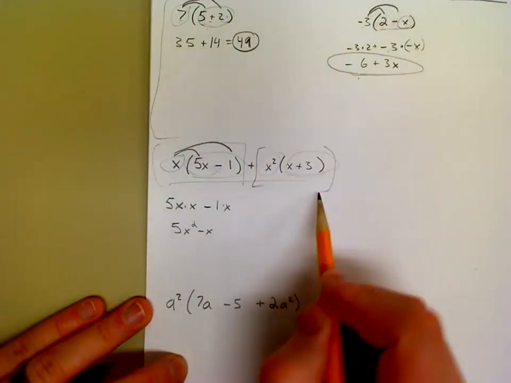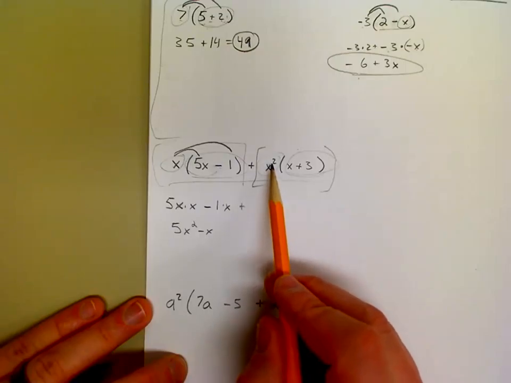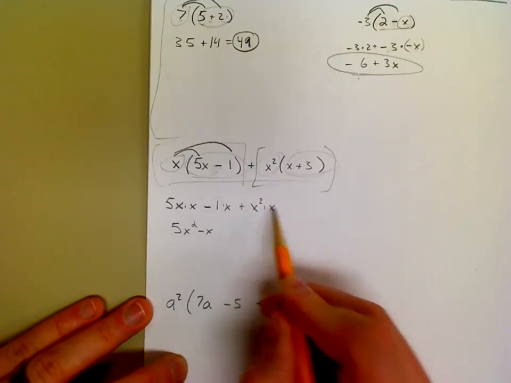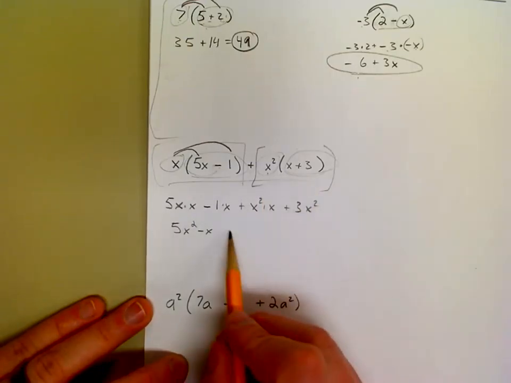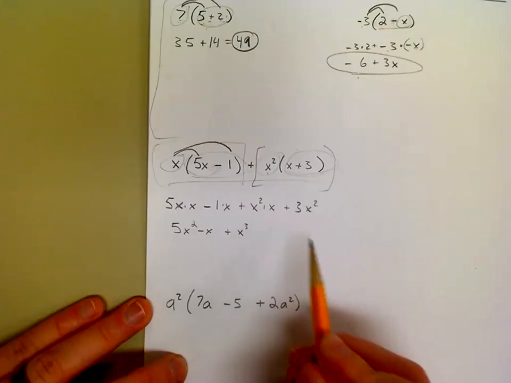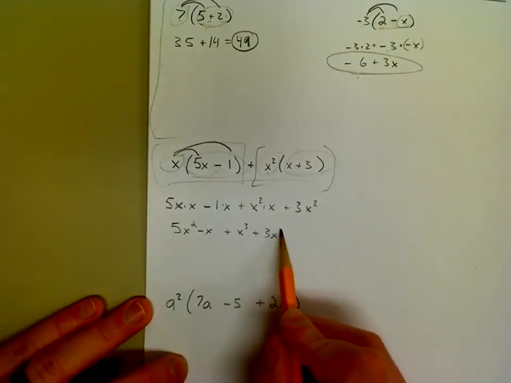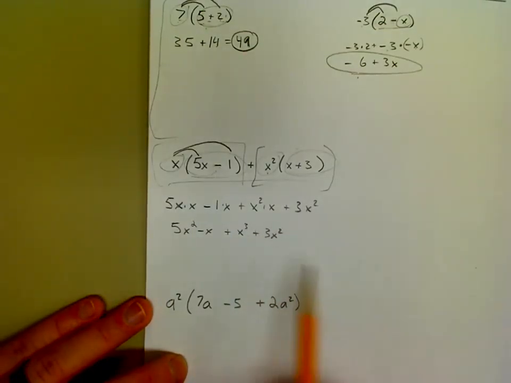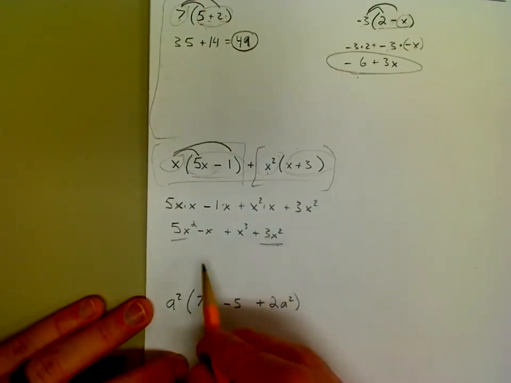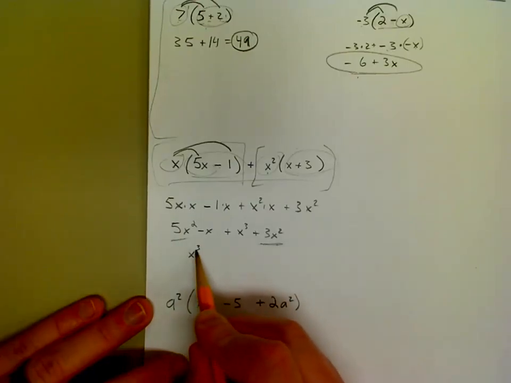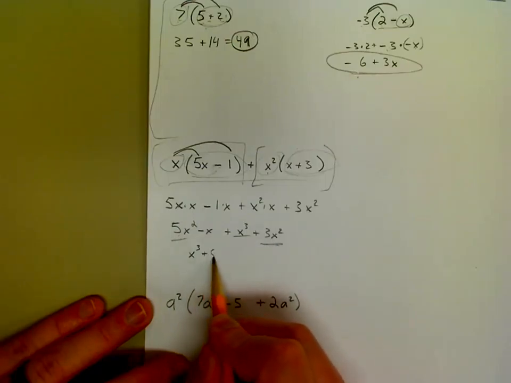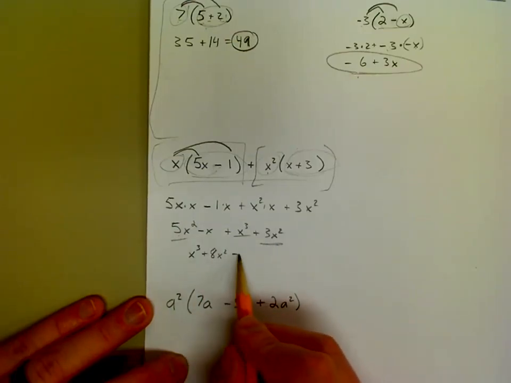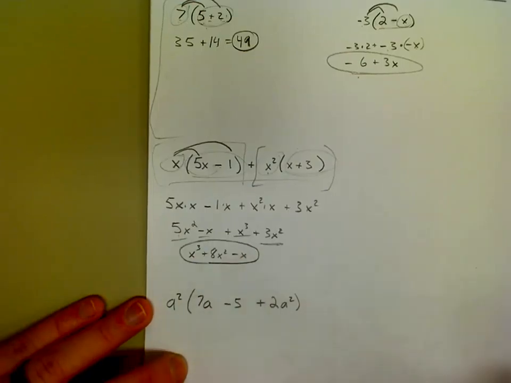Now I'm going to do this side. So I have plus x squared times x plus 3 times x squared. Now I simplify that, and that gives me x to the third plus 3x squared. Now I'm looking for like terms. I've got here and here, and at the same time I'm going to put this in descending order. So I have x to the third, that's this, and then 5x squared plus 3x squared, that's 8x squared, minus x. There's my answer.